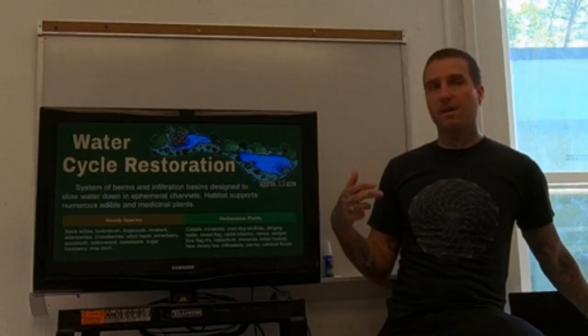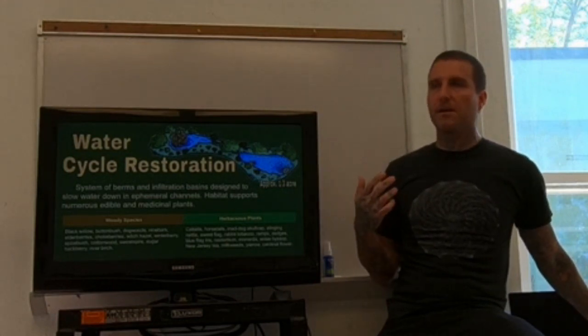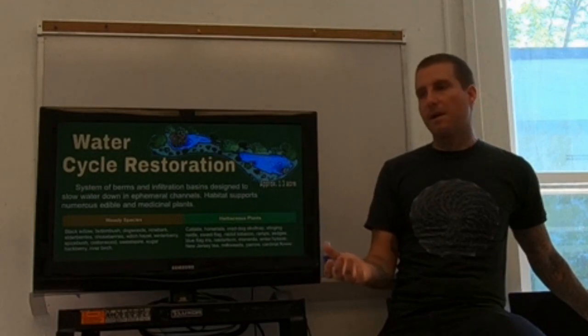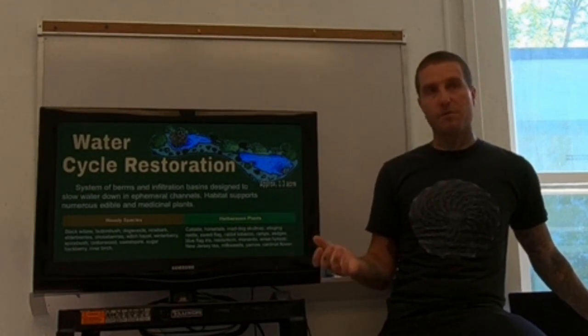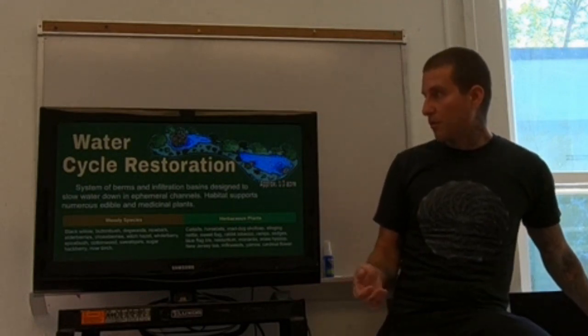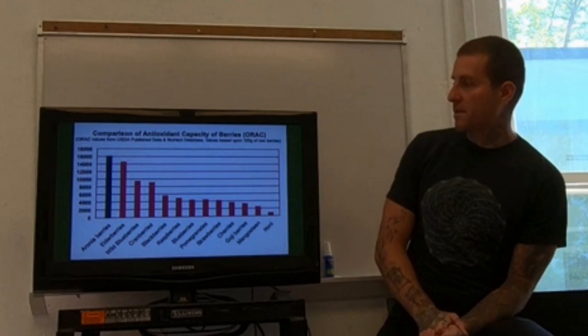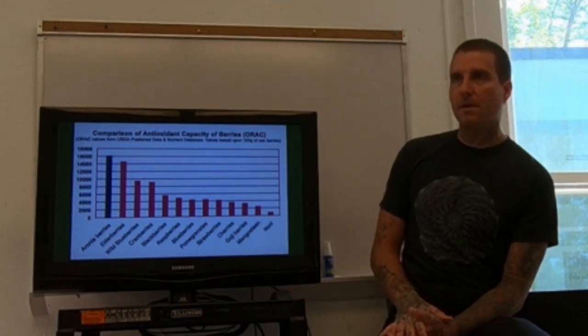They all provide some kind of habitat function, just to get us thinking about, okay, it doesn't have to be just a detention basin, it's not just a stormwater mitigation kind of infrastructure. It could be food production as well, or medicine, or whatever. To that point, this is a chart showing antioxidant capacity of some different berries.